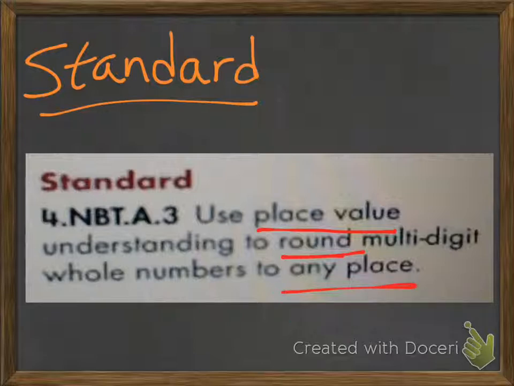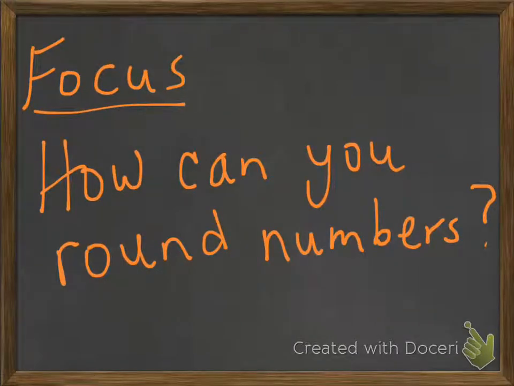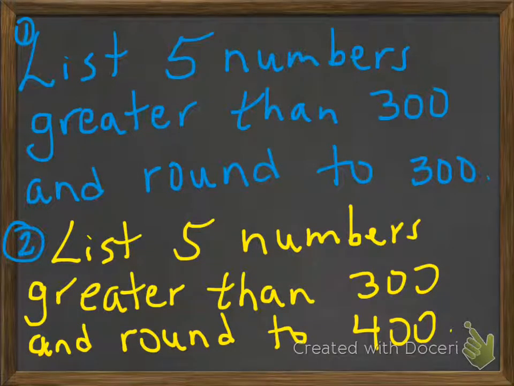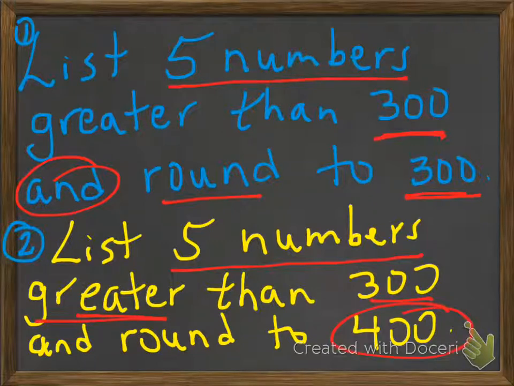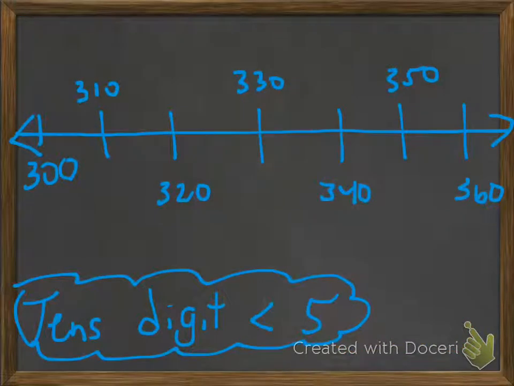And in this lesson, we're going to look more at the hundreds spot. So let's take a look. Our focus is how can you round numbers. We've got two things we're going to work on. First is list 5 numbers greater than 300 and round to 300. And then we're also going to list 5 other numbers that are greater than 300, but they round to 400. So let's take a look.